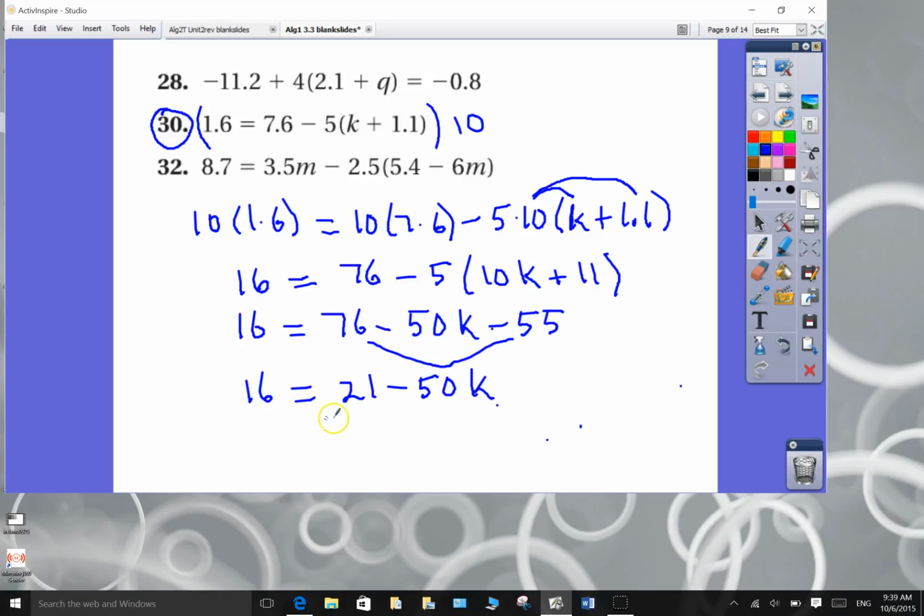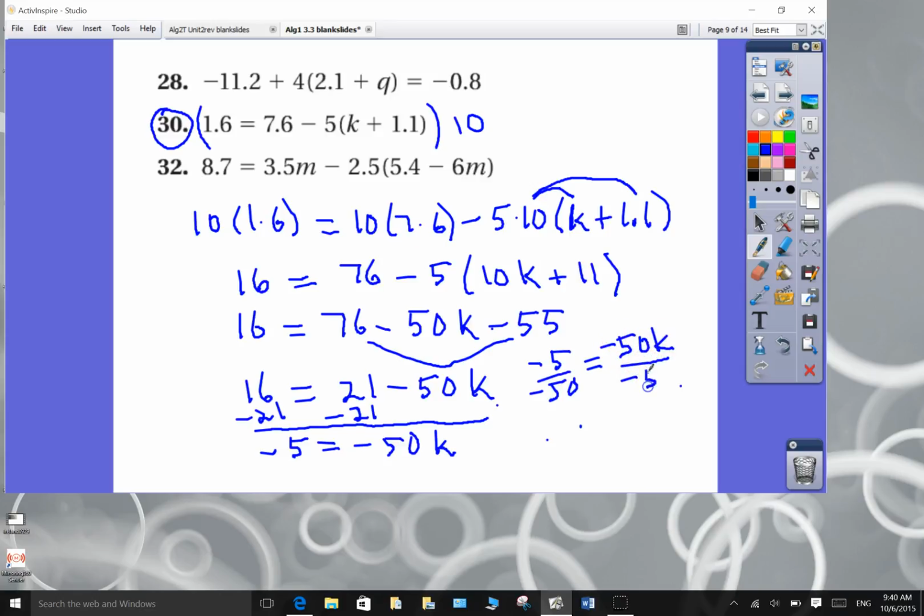We'll subtract 21. And now I've got negative 5 equals negative 50k. Divide both sides by negative 50. Negative 5 divided by negative 50 equals negative 50k divided by negative 50. And these cancel. And negative 5 over negative 50, the negatives cancel, and 5 over 50 is 1/10.